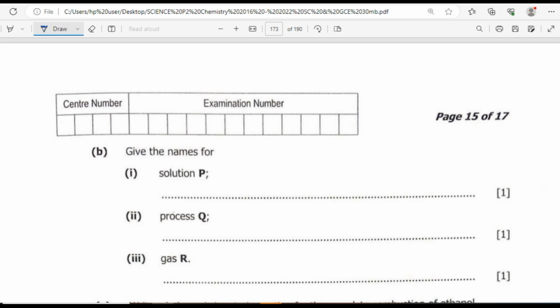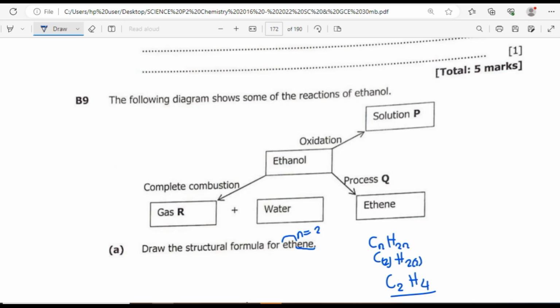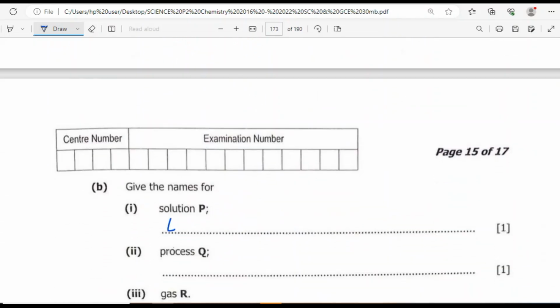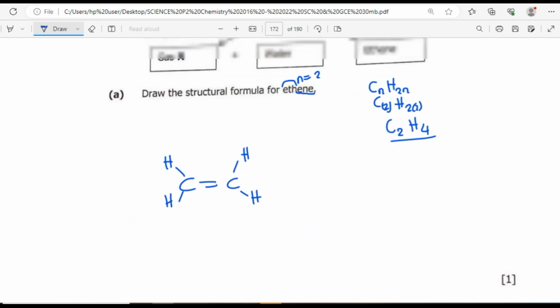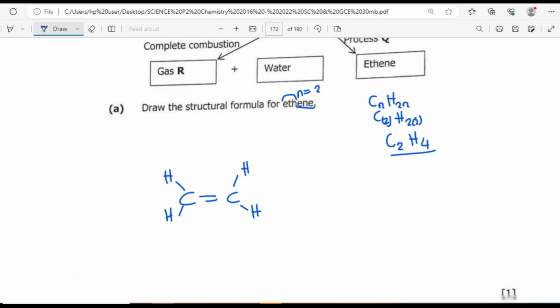Give the name for solution P. So solution P will have oxidation. So what happens to an alcohol if it undergoes oxidation? It forms ethanoic acid. Process Q. So ethanol changes to ethene. So if we remove water from an alcohol, we form an alkene. So this is dehydration.